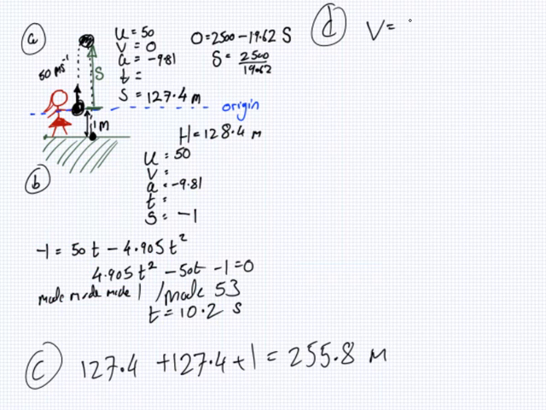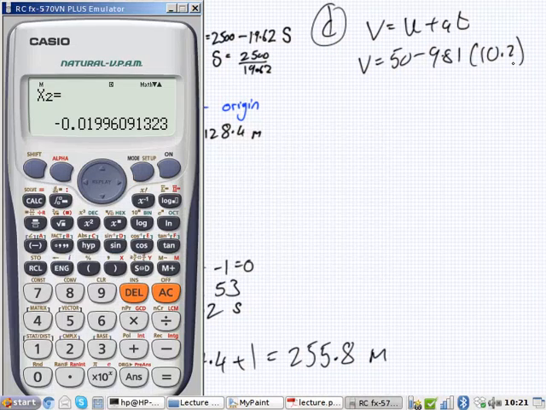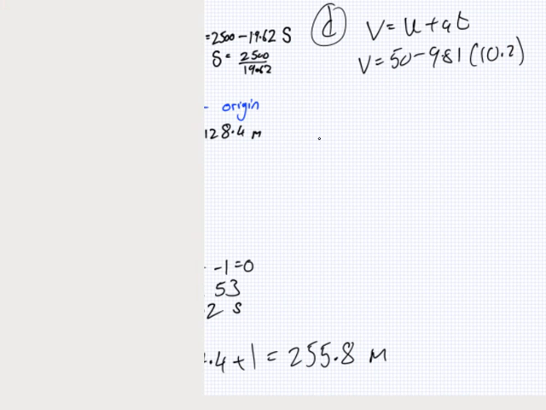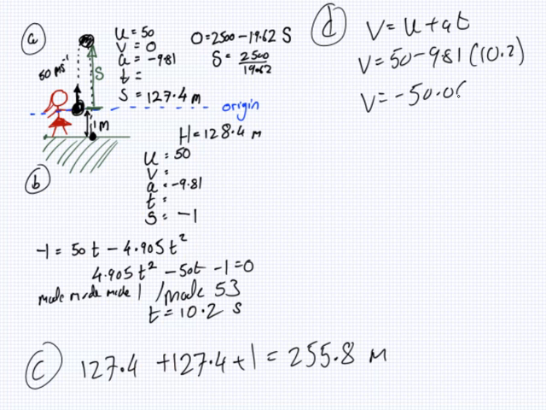Okay, how fast is the ball going when it hits the ground? So v equals u plus at. v equals 50 minus 9.81 times 10.2. So its velocity is minus 50.06, which means its speed is 50.062. That's how fast it's going, its speed.